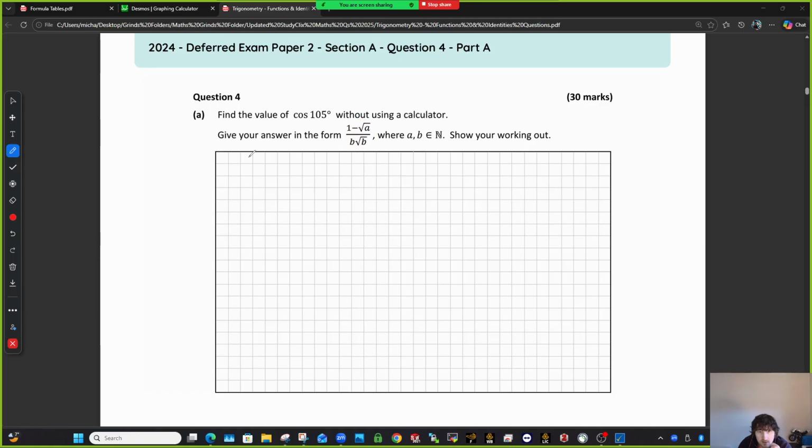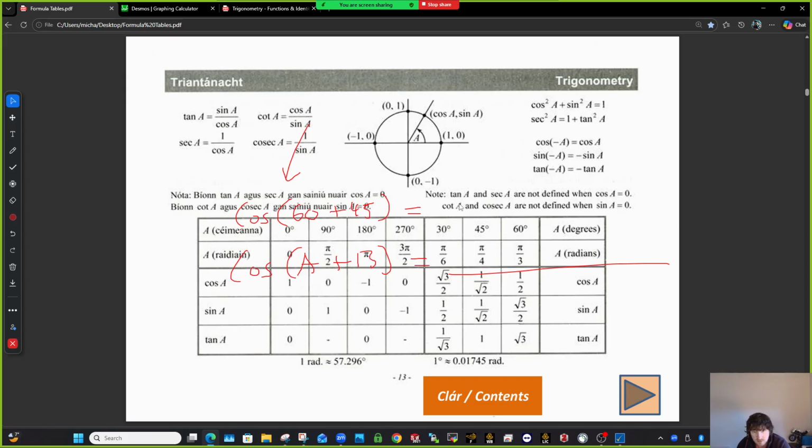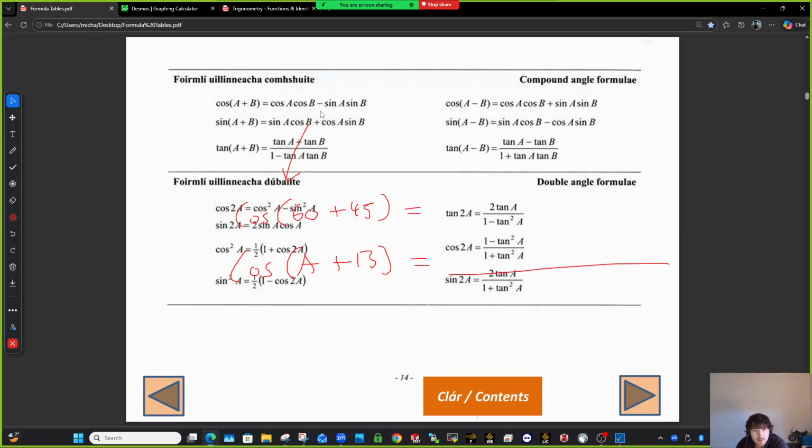They've basically designed it so that you won't be able to get it in this format unless you do it without using a calculator. So how would we go about doing this? So 105, how does that come about? Well, you can get 105 by doing cos 60 plus 45, and you can use your cos a plus b expansion formula for that, and you just sub in using your formulas in your tables book, basically using this one here, and that would work out.